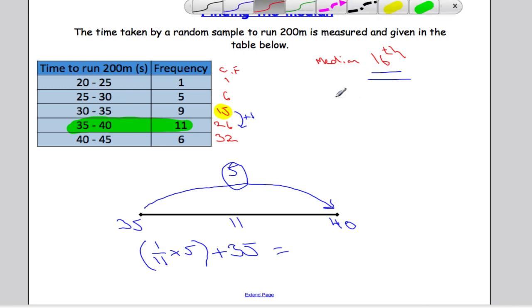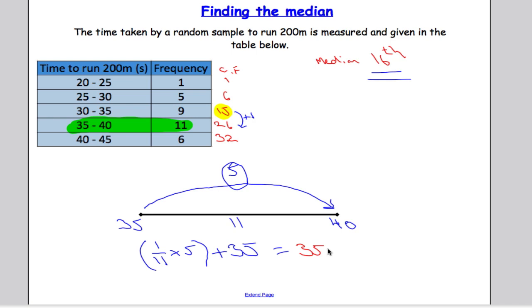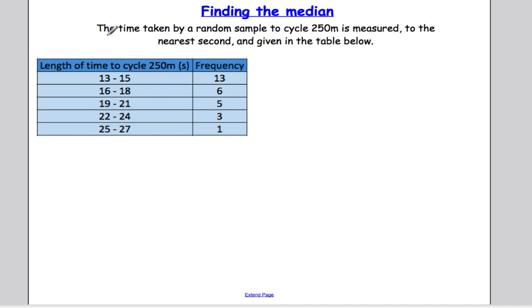So the median equals 35, let's just double check that. Yeah, 35.5, and that's to 3 significant figures. And that, I think, is a far easier way to work out the median than using the complicated formula for interpolation. So let's look at another example just to really tidy this up here. So again, we're given a frequency table grouped, and it's our people who are cycling 250 meters measured to the nearest second.